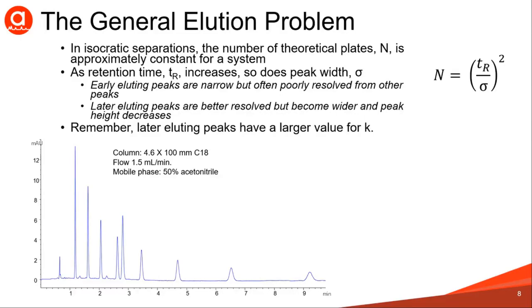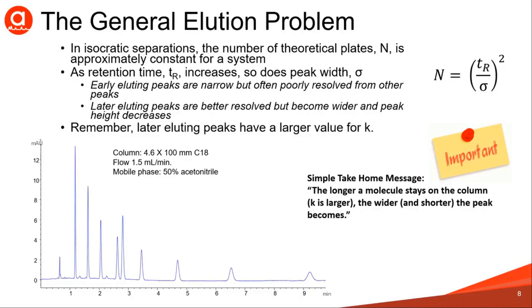Now remember, later eluting peaks also have a larger value for K. So you can see in this chromatography example, the early peaks are more narrow. The peak heights are much larger, and peak height steadily decreases, peak width steadily increases throughout this. So we can summarize this in a simple take-home message. The longer a molecule stays on the column, which means that the K value is larger, the wider and shorter it gets.